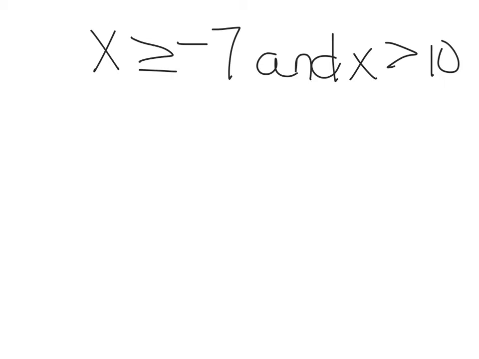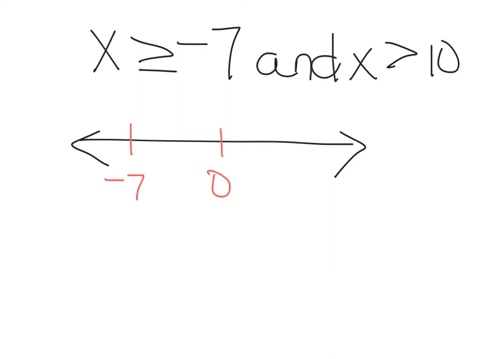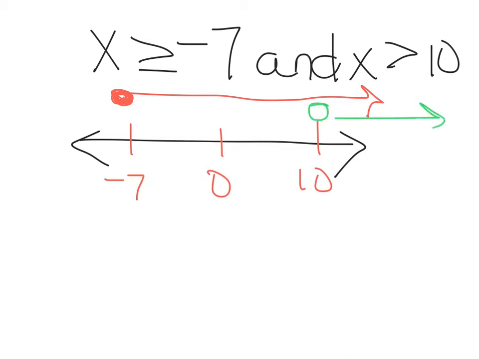Well, if you can't think about that in your head, which I'm sure you can, we have to visualize it on a number line. So I'm going to draw my number line. And again, I'm going to make my rough draft. So here's my -7, here's my 0, here's my 10. So my x is greater than or equal to -7 is in red. It's going to be a closed circle, shade to the right. And x is greater than 10 is going to be an open circle, shade to the right. So "and" means where do my solutions overlap?